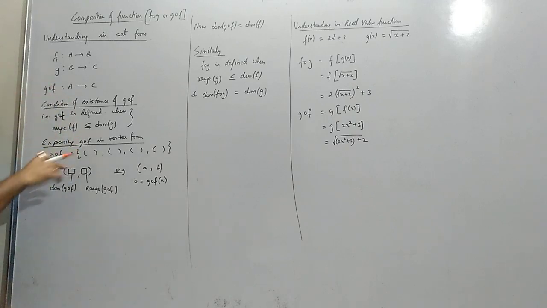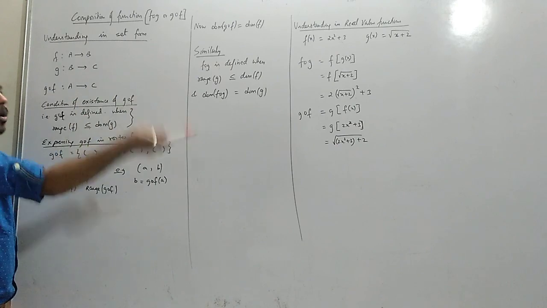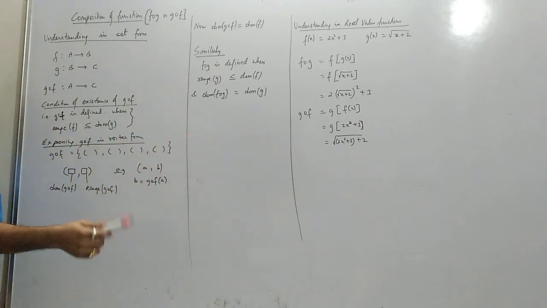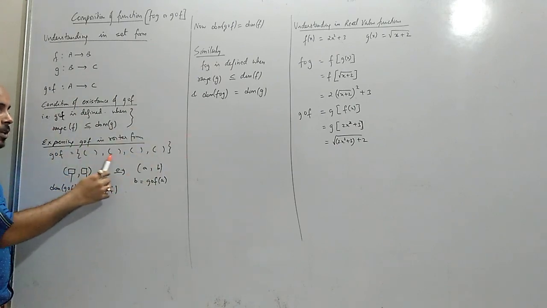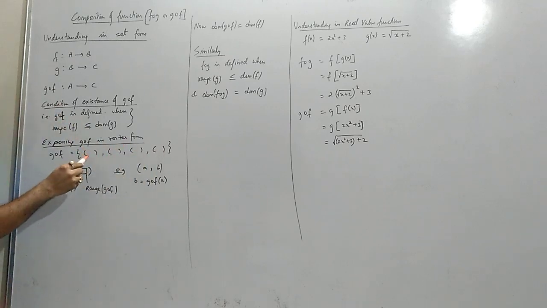Here we are calculating GOF, so we understand GOF is defined. Now how to write GOF in roster form? That is another big issue. GOF will be written like this: in braces, because the composition of functions is a function, it will remain a function only. So it will be ordered pairs under braces. Now you have to understand these ordered pairs nicely. In an ordered pair we have the first element, comma, second element. The first elements are the domain of GOF, and the second elements are the range of GOF.